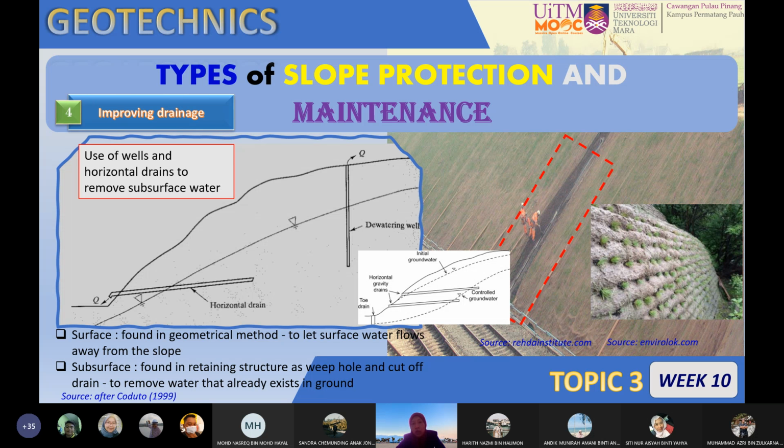So when you have a slope face along the road area, you can have two types of drains, whether vertical or horizontal drain, or you can have surface drain or subsurface drain. The subsurface drain is inserted together with the retaining wall as weep holes, and the surface drain, as you can see, is placed on the slope face or at the horizontal surface. This is the purpose where you allow water to flow out from the structure of the slope.